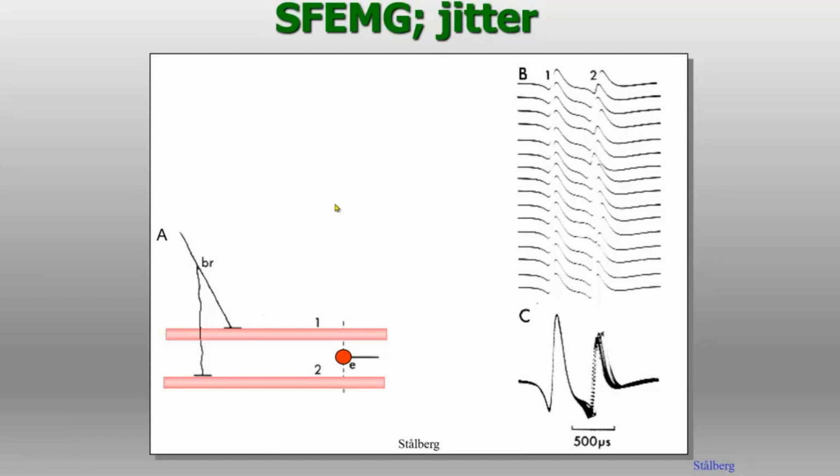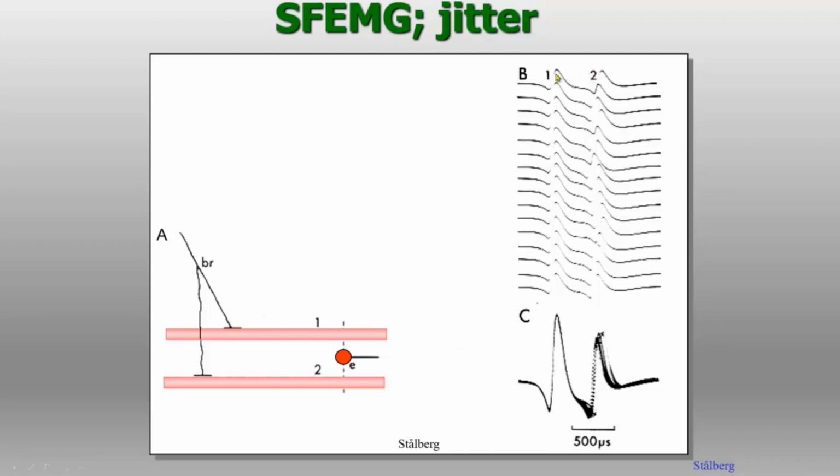Here is the principle of the jitter recording. This is one axon that divides into two branches and connects to motor end plates. The electrode is inserted in the muscle in such a way that activity from two muscle fibers from the same motor unit can be recorded.